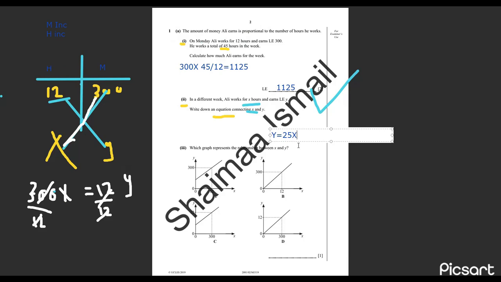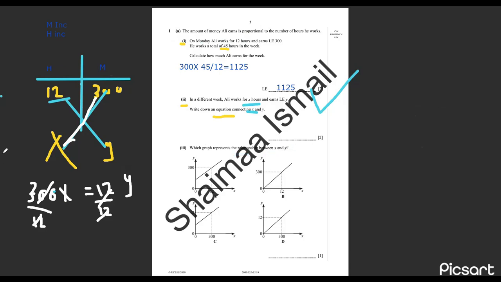Now we have connected X and Y with an equation, and the splitting way is the best way to solve these questions. You make a plus sign like this, then you split the hours and the money, or any two different things they give you. Which graph represents this? He asks about the graph for the relation between X and Y.